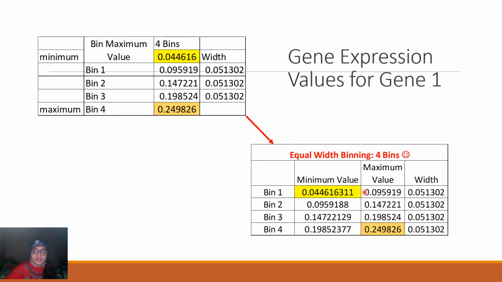Based on this minimum and this maximum value, we found out how to reconstruct these bins for equal width. And this is for gene 1, so we'll get different values for the other genes, like gene 2, gene 3, gene 4, gene 5.